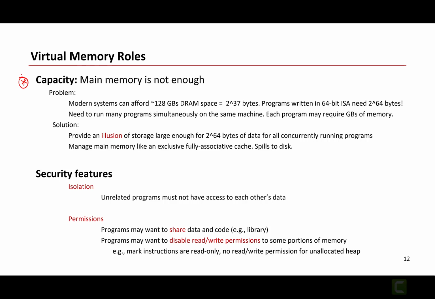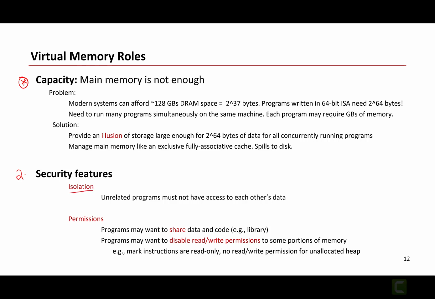So the point is, we need virtual memory to manage a program's data and store it physically on your main memory and then your disk. That's problem number one. Virtual memory also solves a second problem, which is security. Like I said, a computer runs multiple programs at the same time. So you need to make sure that unrelated programs don't get to see each other's data. This property is called isolation.